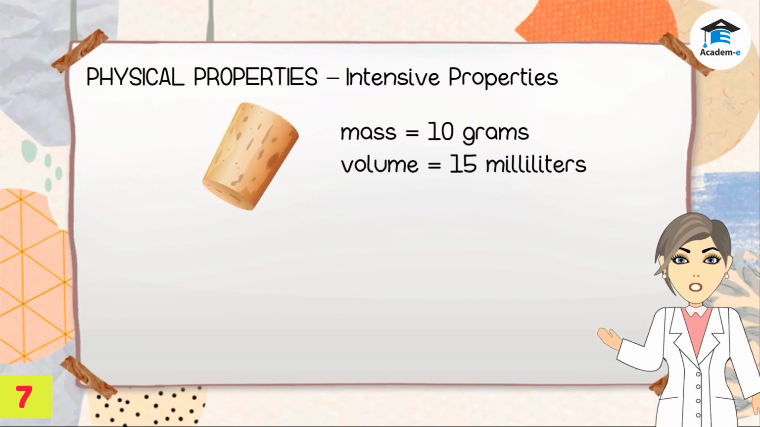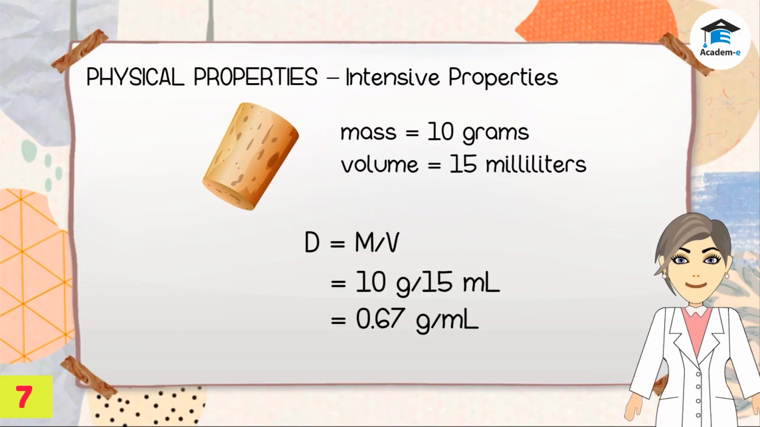For example, a cork has a mass of 10 grams and a volume of 15 milliliters. What is its density? Density is mass divided by volume. The density of a cork is 0.67 grams per milliliter.